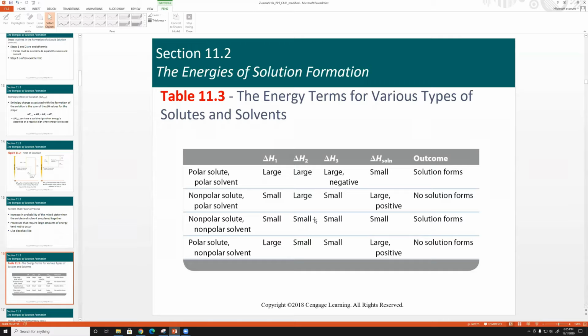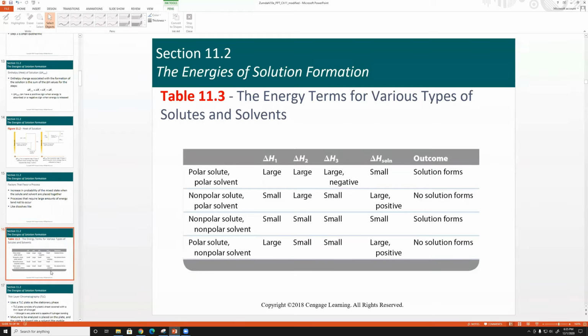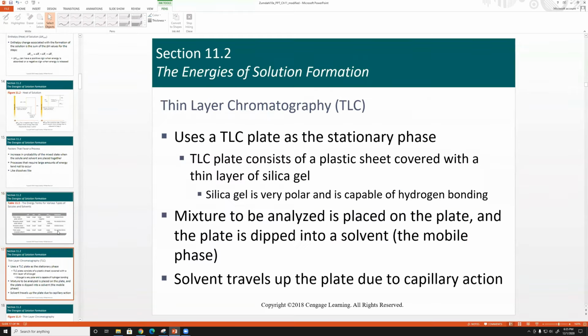And then we have, for polar and nonpolar, obviously we're not going to have an interaction. We're not going to have a solution forming.